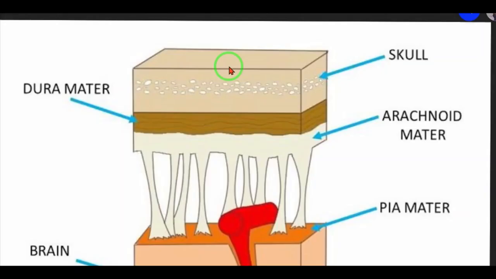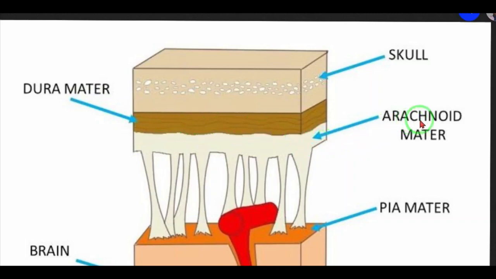Through this diagram, we are going to discuss the meninges now. This region is known as the skull. In this region, this is the dura mater, the first layer, the outermost layer. Dura means tough, mater means membrane. This is the tough layer. Dura mater is the outermost thick fibrous membrane.